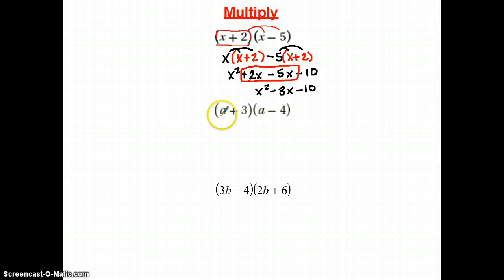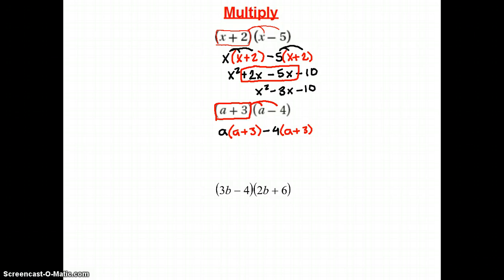Again, down below, I'm going to take this entire a plus 3 and distribute all of that to the a minus 4 in the other parentheses. So from the right parentheses, I have an a. I am multiplying that by the a plus 3 that I am distributing. I then have a negative 4 from the right, and I'm multiplying that also by the a plus 3 that I am distributing.